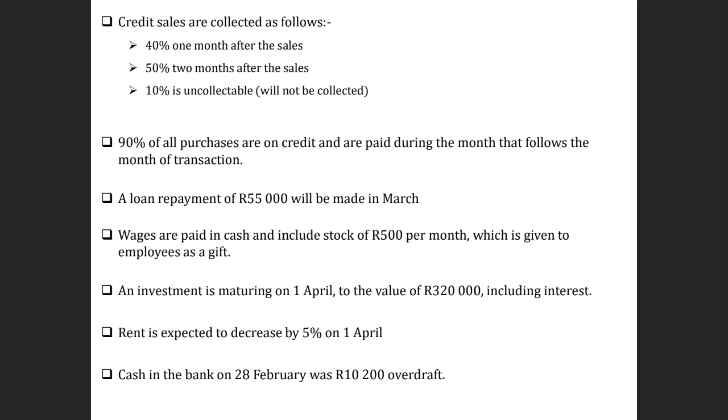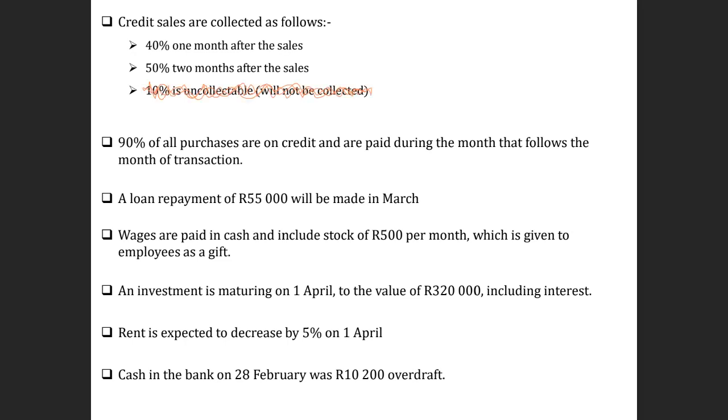the cash budget. So they said to you 40% of your debtors or your credit sales is received 1 month after the sale, and then the next 50% is 2 months after the sale. And then 10% is uncollectible or irrecoverable. So this is going to be completely ignored because you are not going to receive this 10%, so you will not include it in your cash budget or your debtors schedule.